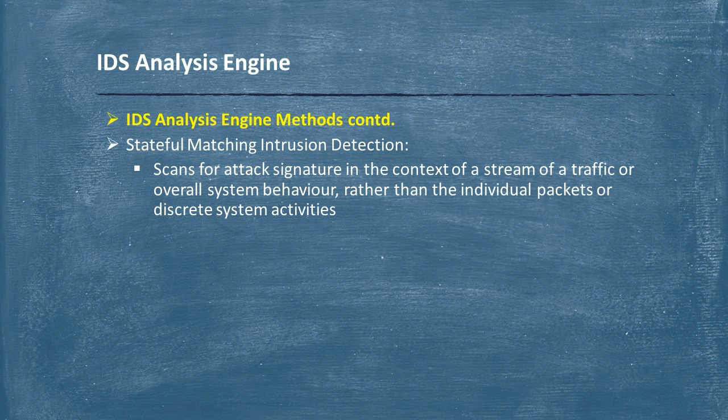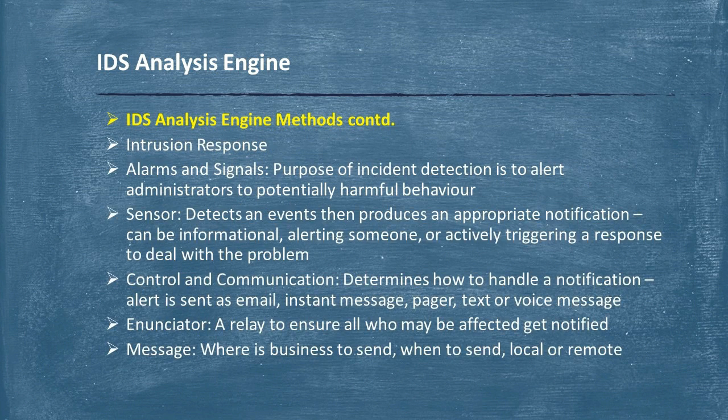It scans for attack signatures in the context of streams of data or overall system behavior rather than individual packets. Instead of checking individual packets, it checks for the signatures. And the intrusion response takes place using alarms and signals. The purpose of incident detection is to alert the administrator to potentially harmful behavior. So it raises an alarm or sends signals.